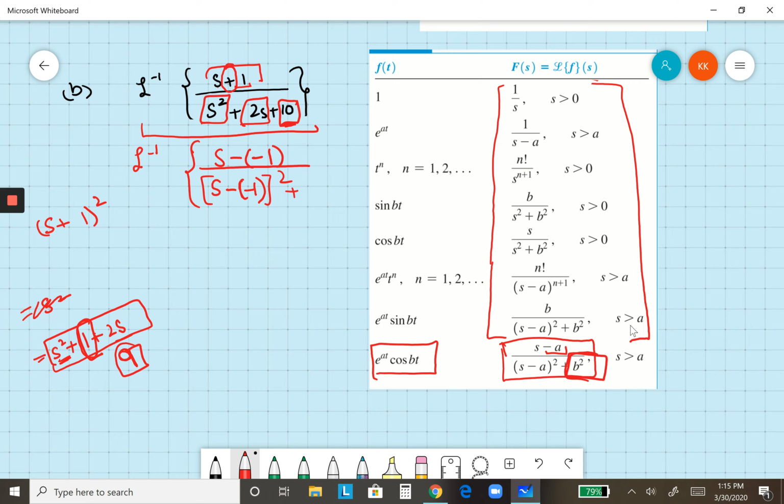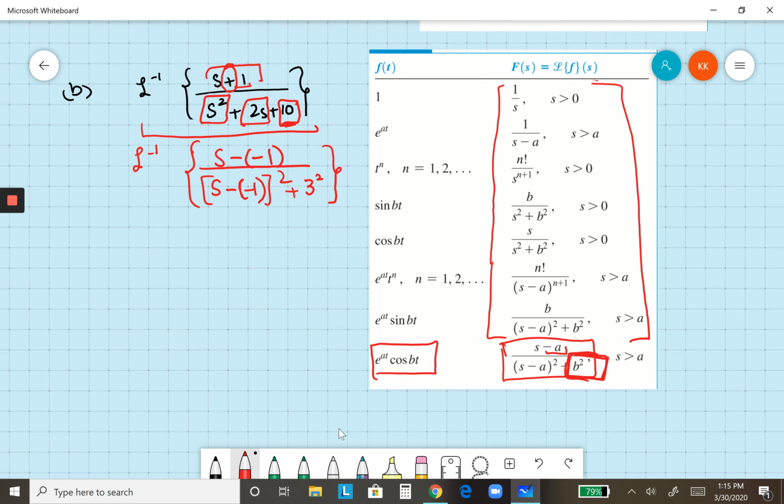So our b has to be 3 squared, because in the formula it's b squared, so square root of 9 is 3, so that's how we'll get b out of it.